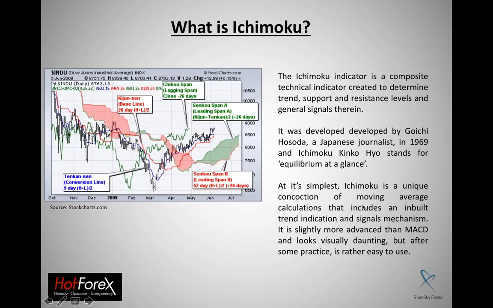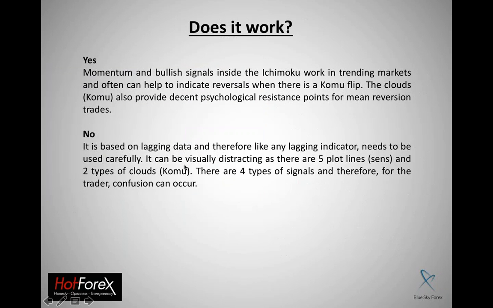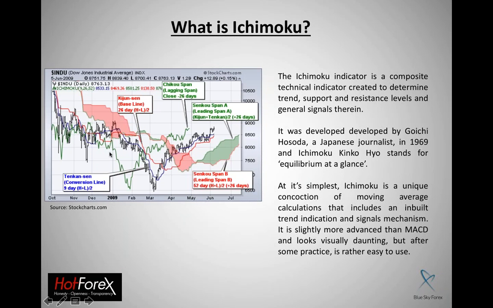At its very simplest, it's a concoction of different moving averages, that includes an inbuilt trend indication and signals mechanism, like I mentioned earlier. It is a bit more advanced than the moving average convergence divergence indicator, which is MACD. It looks a bit confusing, it looks visually daunting, but after some practice, you know exactly what to look for. It's made up of, I would say, 4 key things, 4 key parameters. You may want to consider the 5th one as well, but it's not that important.